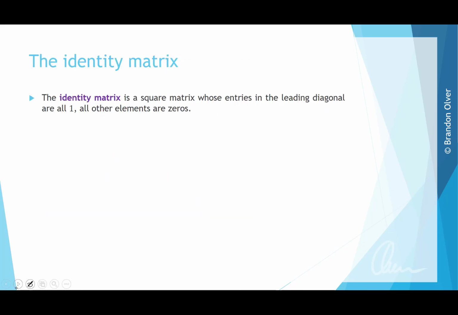The identity matrix is a square matrix whose entries in the leading diagonal are all 1. All other elements are 0. So here are examples of the identity matrix, and you can see that the leading diagonal runs from the top left to the bottom right of the matrix, and all those entries are 1. And all the other entries are 0.